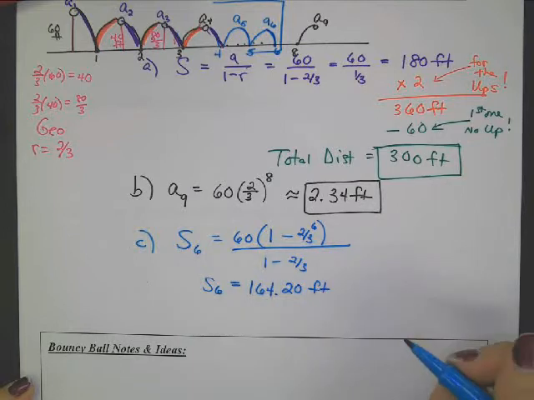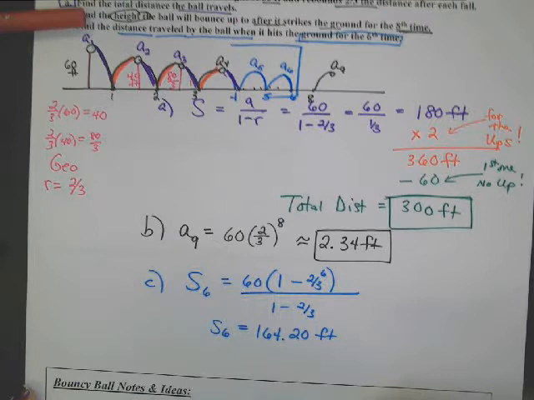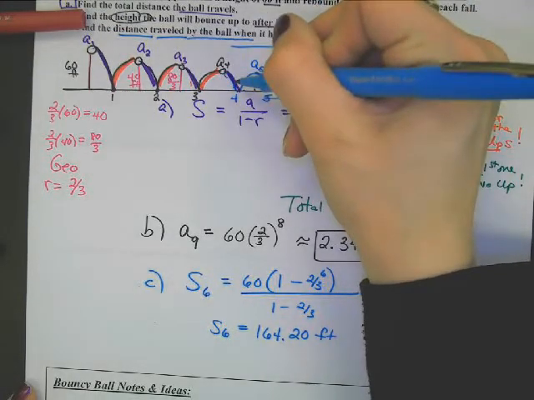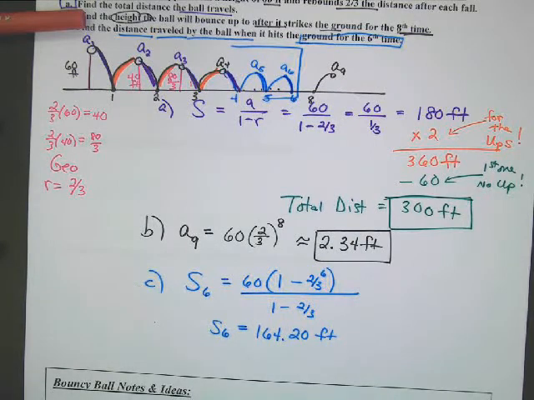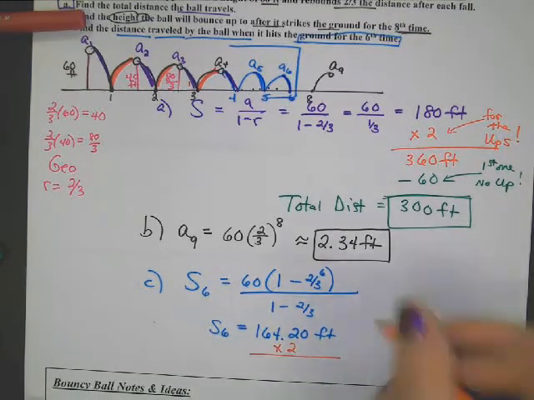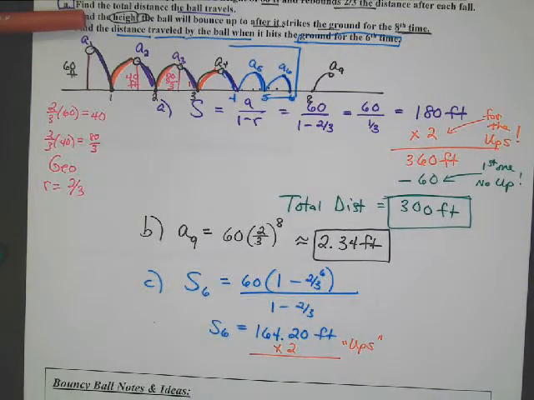164.20 feet. Okay, wait a minute, that's the sum of 6 heights. Remember what we have to do when we're adding up the total distance? The first thing is we have to multiply by 2. Do you know why? Because of the ups. Okay, let's multiply by 2.